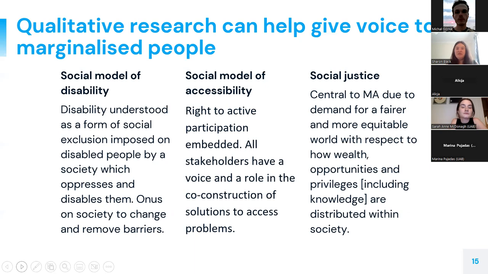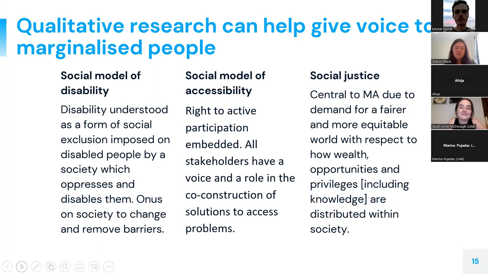Also, qualitative research can help to give voice to marginalized groups. And you may be familiar with some of the concepts presented here on the slide, that really provide a theoretical framework that's relevant to those of us who have an interest in media accessibility research with participants.